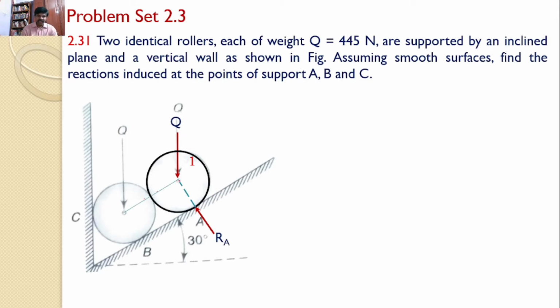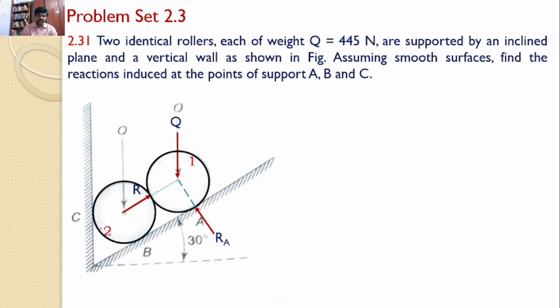In what direction? This direction is along the line joining the centers of the cylinders. Why is it so? The reason is this is the tangent, and perpendicular to this tangent, the reaction force will develop. Now here you can see the reaction force is R. This is the reaction force R developed on cylinder 1 by cylinder 2.